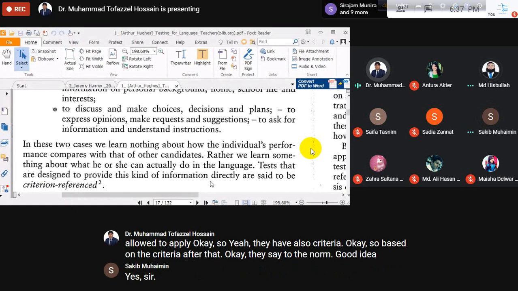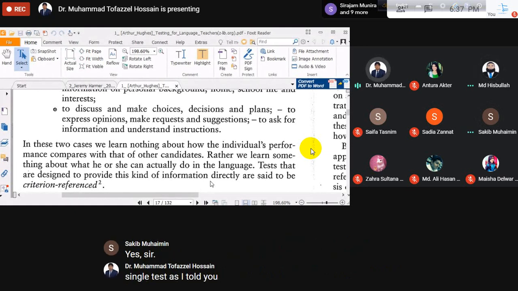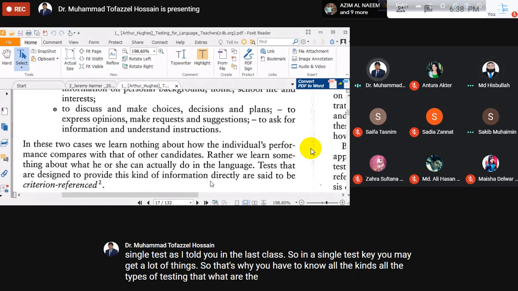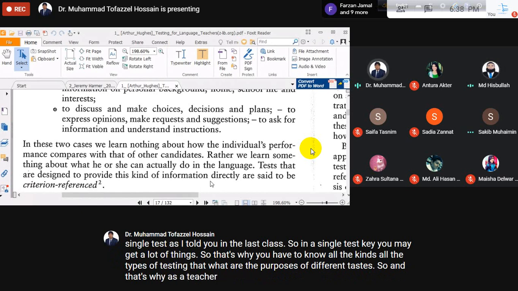Sometimes in a single test, as I told you in the last class, you may get a lot of things. So that's why you have to know all the kinds, all the types of testing, and what the purposes of different tests are. And that's why as a teacher, you should not always depend on the majority or minority.